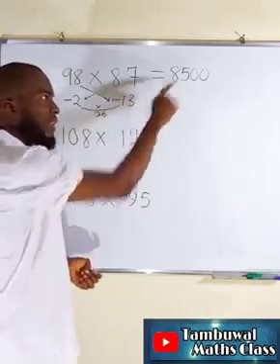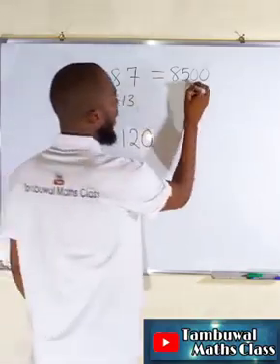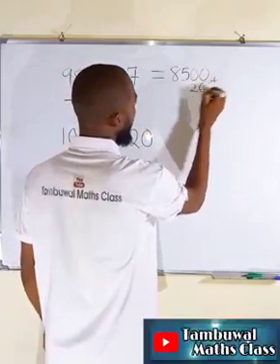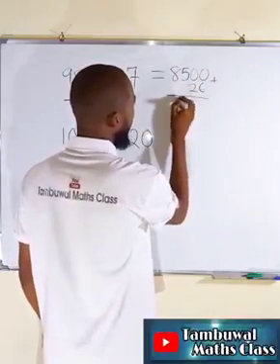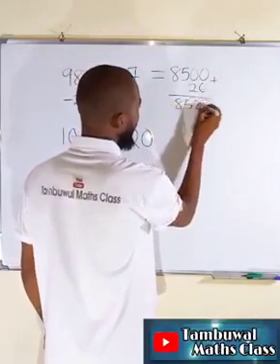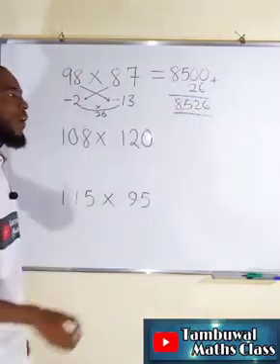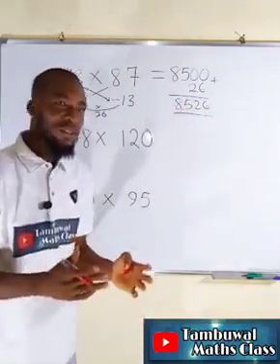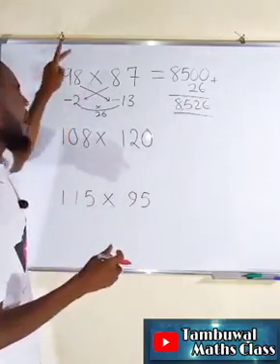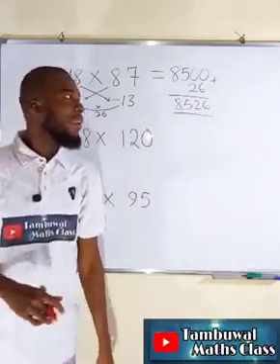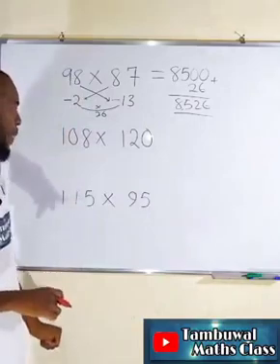This 26 is added to this number. So if I add 26 here, I will get 8526. Therefore, 8526 is the result after multiplying 98 by 87. Now let us take the next one.